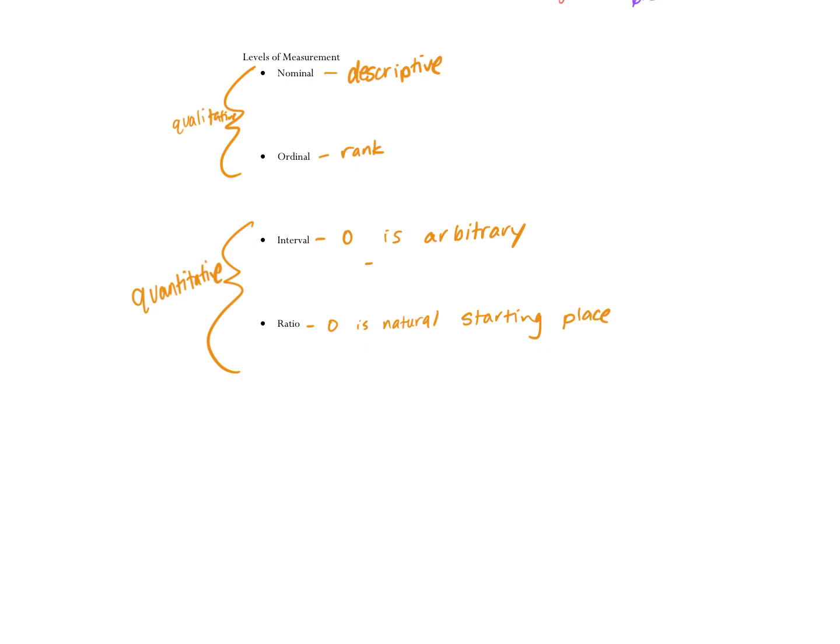For example, temperature. Temperature is an interval variable. Because, in fact, 0 was assigned to Fahrenheit and assigned to Celsius. But 0 in Celsius and 0 in Fahrenheit are not the same number. 0 in millimeters or 0 in inches, that would be a ratio measurement.